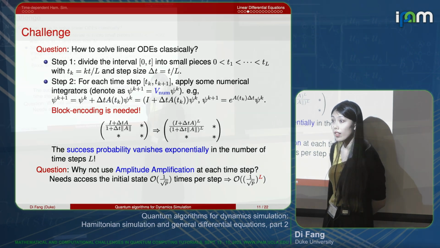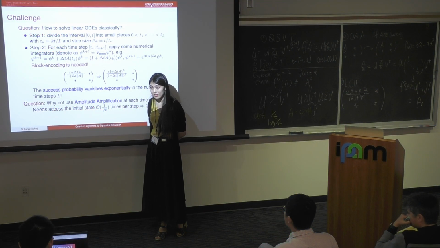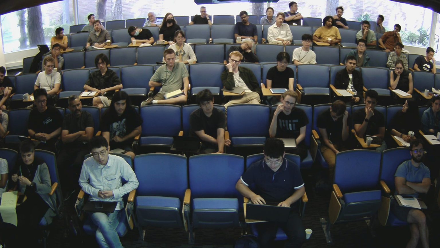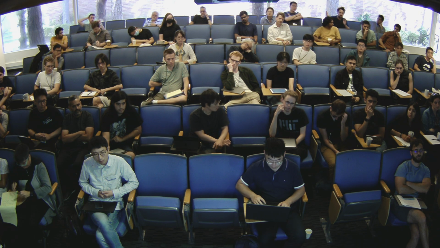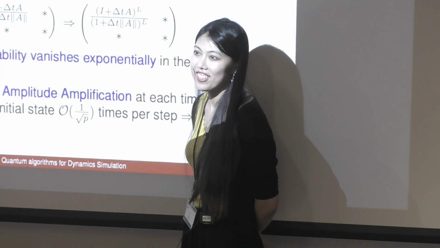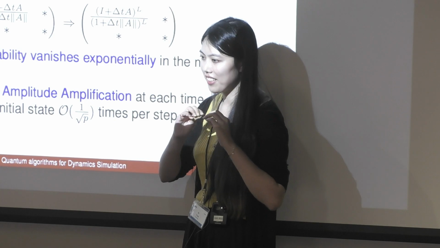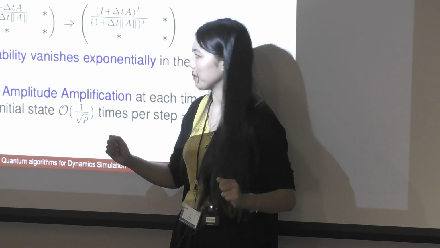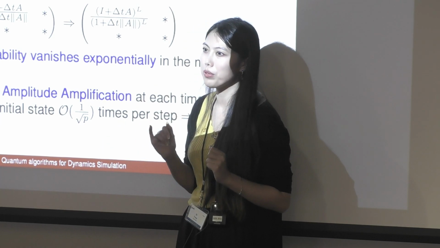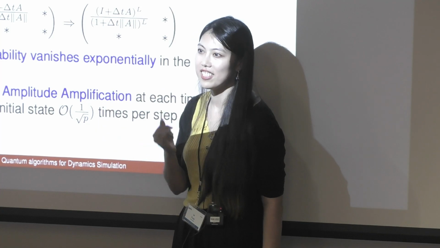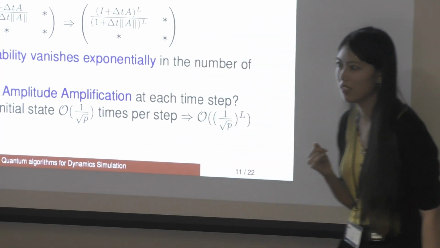Please. Could the success probability change at each time step? Is it an issue to determine the number of rounds of amplitude amplification at each time step? Because you could do too many rounds and overshoot, and then your success probability would be really small. So does that also present another challenge? Yeah, that presents another challenge. The take-home message would be you really don't want to do amplitude amplification of this sort at each of the time steps. Yeah, that's a very good question.